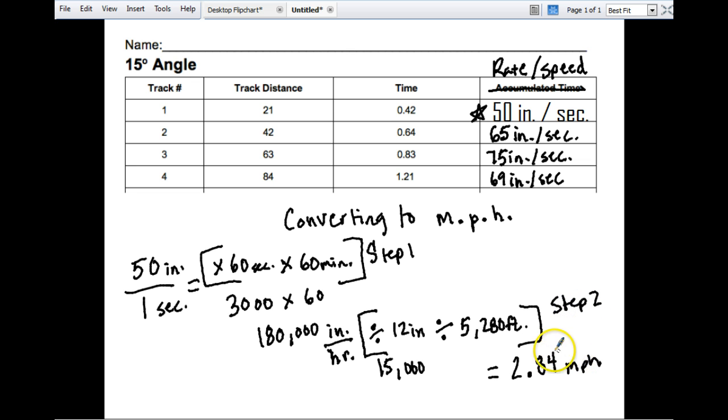So repeat this video and let it help you figure out how to change inches per second to miles per hour. I hope this was helpful. You can always pause it and replay it if you need more help.